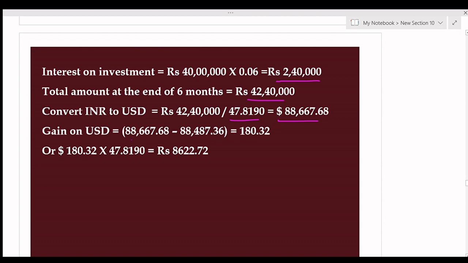That is, the total deposit amount is $88,667.68 and the borrowed amount is $88,487.36. Gain is $180.32. Now convert to INR, it will be rupees 8,622.72.